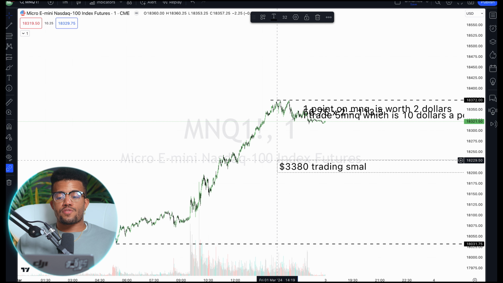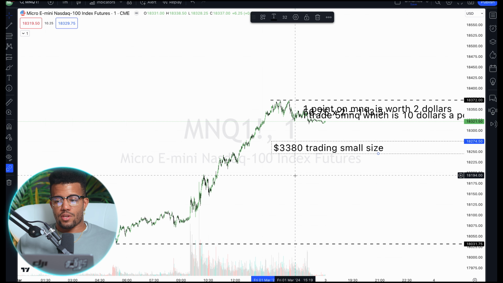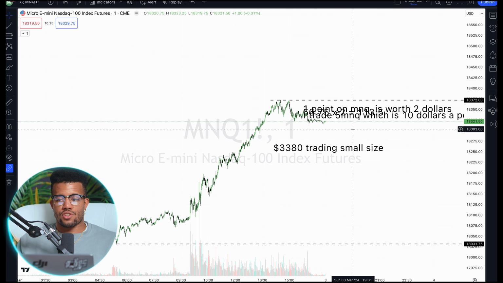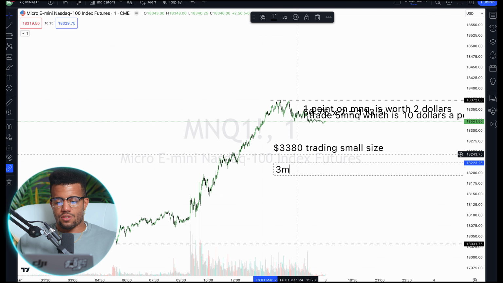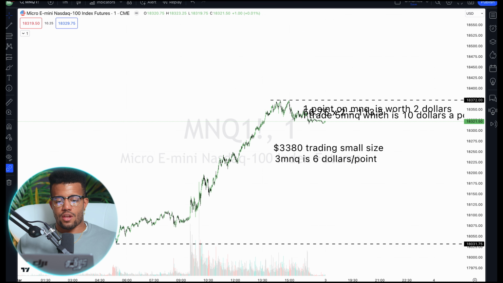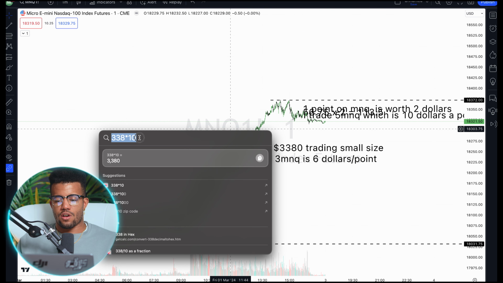Okay. You can trade even smaller than that. You could trade 3 MNQ, and I'm going to show you that, which is $6 a point. If you trade 3 MNQ, which I think is even better, and I trade 3 MNQ, that's $6 a point. 2 times 3 gives you 6. 338 times 6 is a $2,000 move.